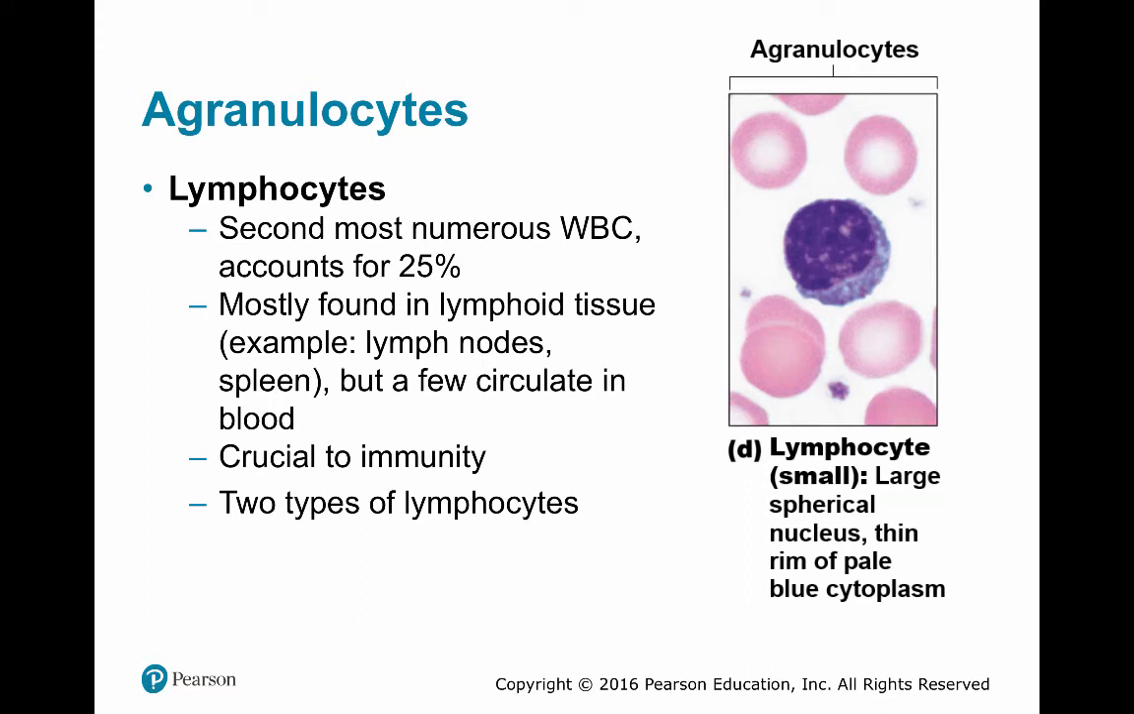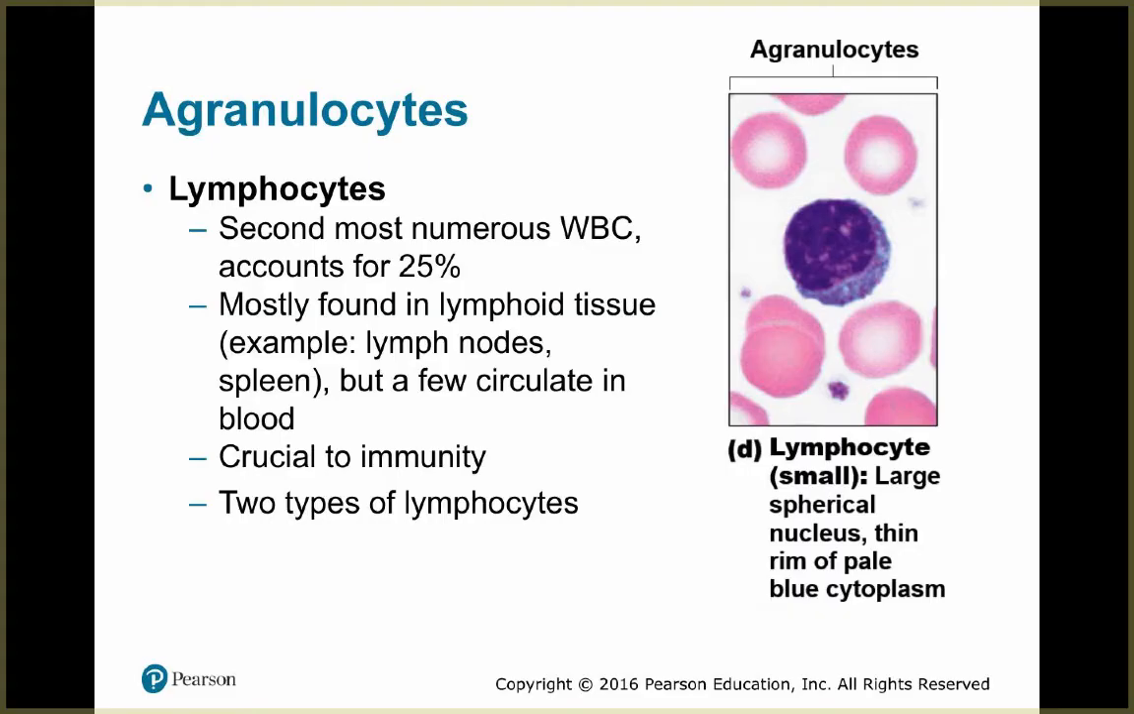And so when we look on here, we're going to look here at the lymphocytes. These are the second most numerous. They account for about 25% of all of them, and they're mostly found in lymphatic tissues, for example lymph nodes and the spleen, and a few are circulating in the blood. They're crucial to immunity, and there are two types here. There are what are known as T lymphocytes, which are also for short T cells, and B lymphocytes, which are also known as B cells.